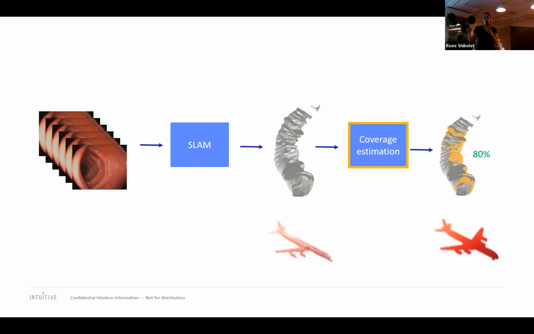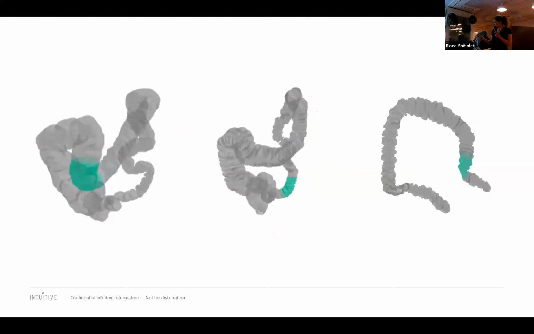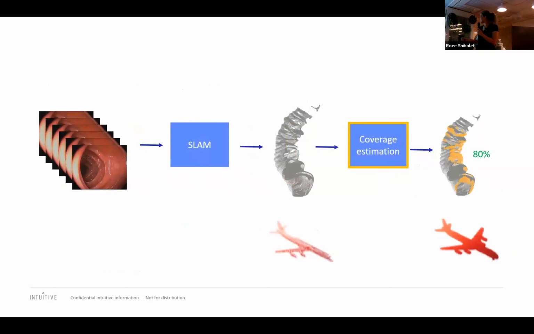We have a point cloud of the, oh, sorry. Oh, sorry.